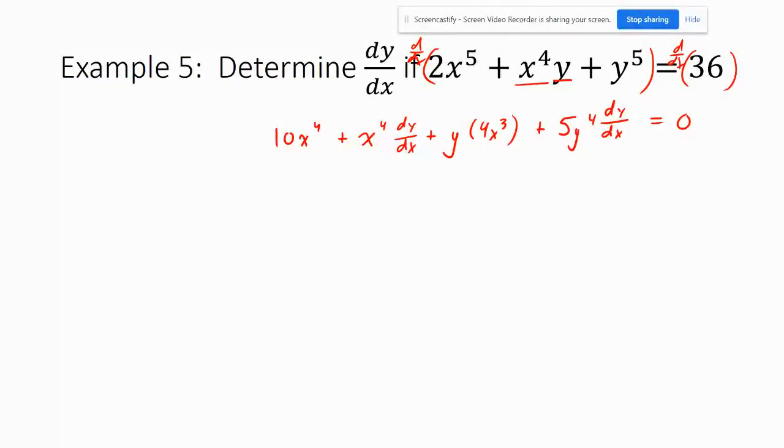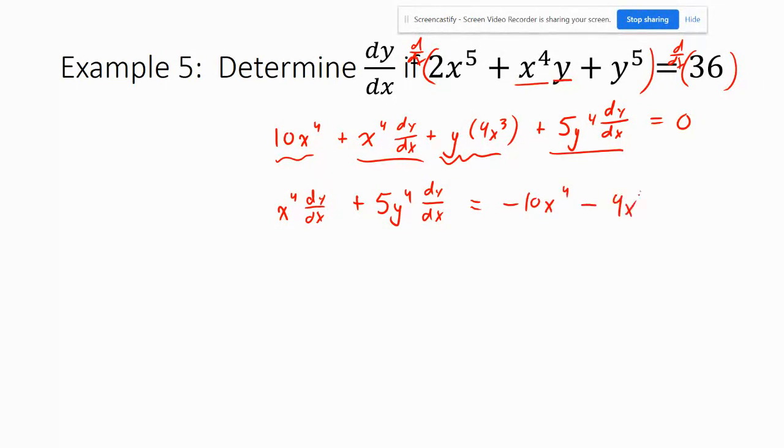All right, so now, how do we get dy/dx by itself? Well, I have a dy/dx here and here, and these two terms here do not have a dy/dx. So I can keep all my derivatives on one side and everything else to the other side. So what I have so far is x^4 dy/dx + 5y^4 dy/dx = -10x^4 - 4x^3 y. Just brought this guy over here.